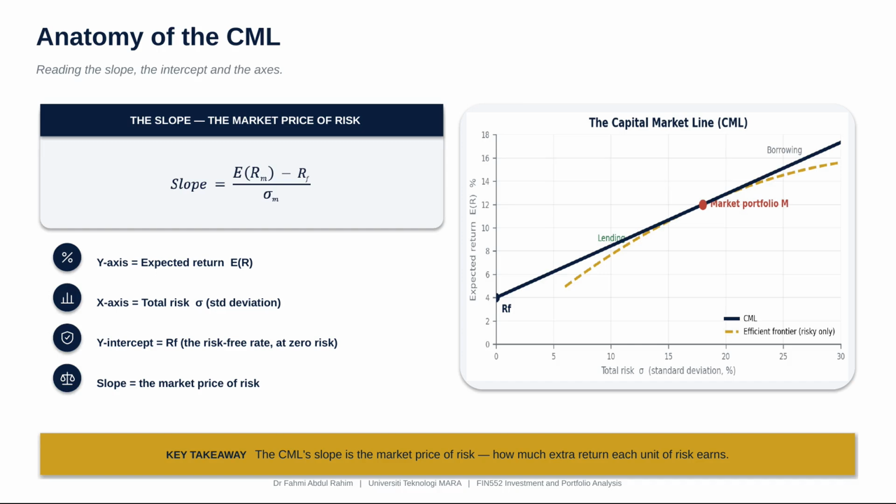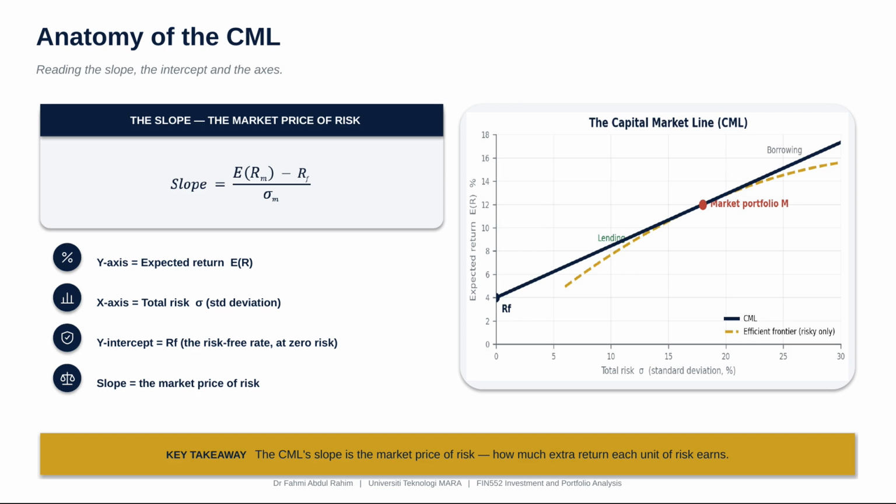Let us read the anatomy of the capital market line piece by piece, with the graph on the right to guide us. Start with the axis. The vertical, or y-axis, shows the expected return, E of R, the return of a portfolio. The horizontal, or x-axis, shows the total risk, measured by sigma, the standard deviation of the portfolio. So as you move right, risk increases, and as you move up, return increases.